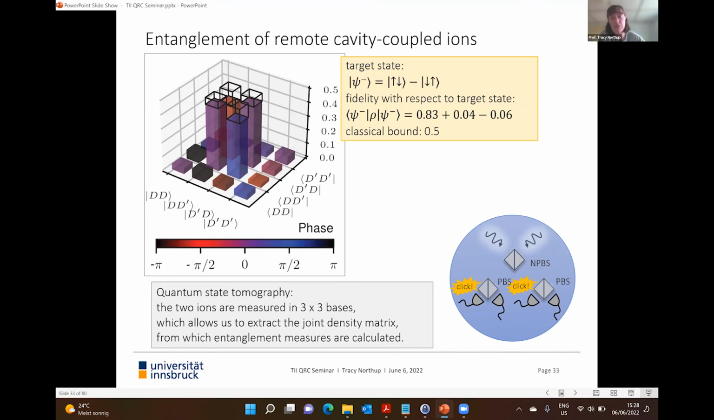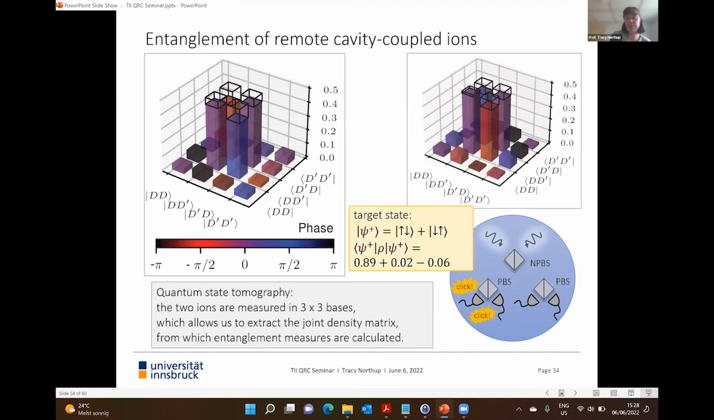And so we see from the error bars that, within the uncertainties, we're well above that classical bound, even though we're not quite perfect for some reasons that we understand pretty well at this point. So this is a density matrix of the two ions that shows us that they are in fact entangled. That was one state based on one set of click events from these detectors.